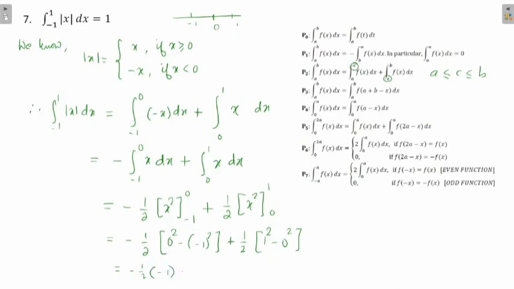So it becomes -1 plus half, and this becomes 1 minus 0, which is 1. So minus half into -1 becomes half. So it becomes half plus half. What is half plus half? It is exactly equal to 1. So that's why the value of this integral turns out to be 1 by using P2. You can mention this here. So you may pause the video and note down your solution.